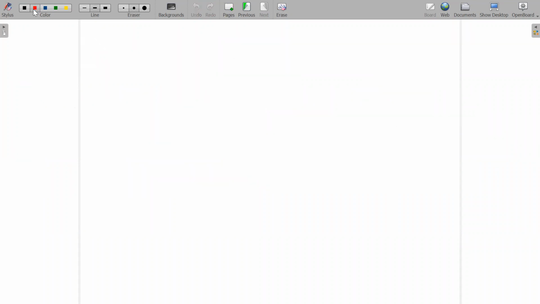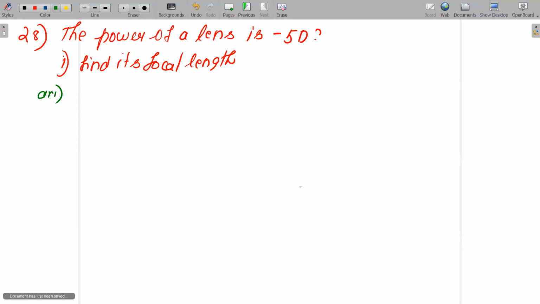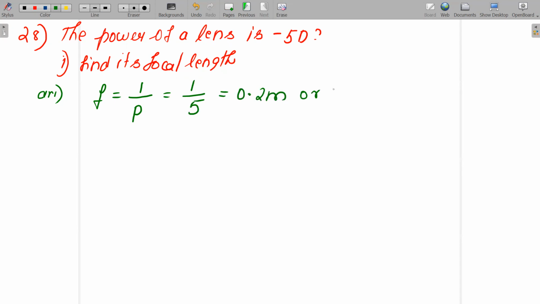Next question, 28. The power of a lens is minus 5D. First question, find its focal length. What is the answer, children? Focal length is equal to 1 by power, that is 1 by 5, which is 0.2 meter or 20 centimeter. Is it okay? Just find the inverse.